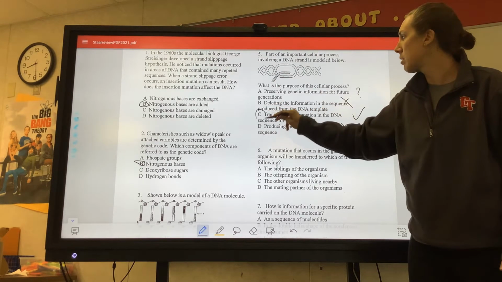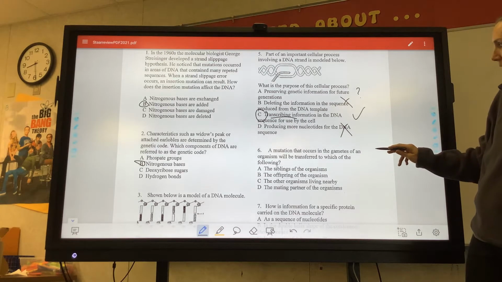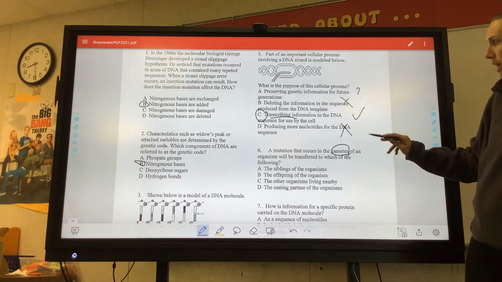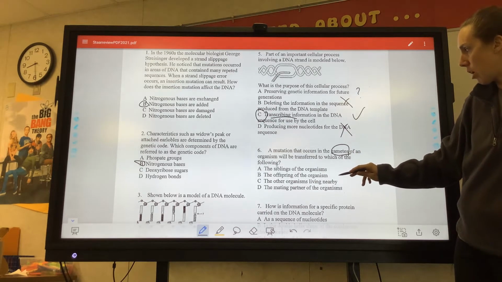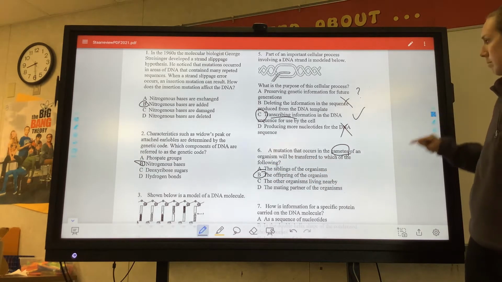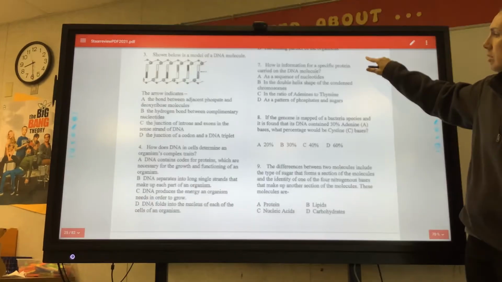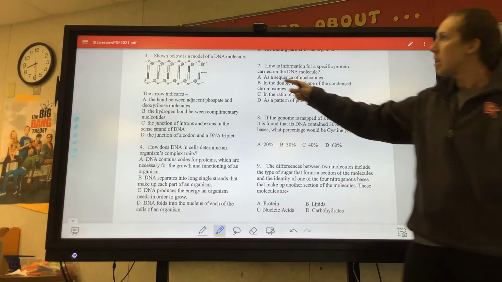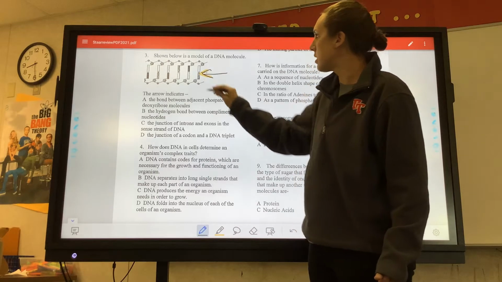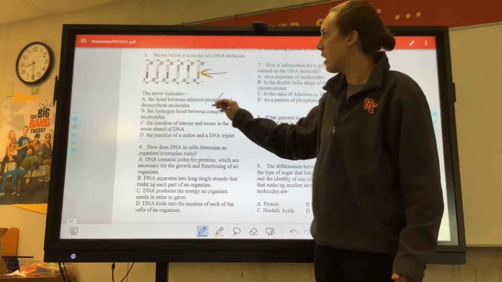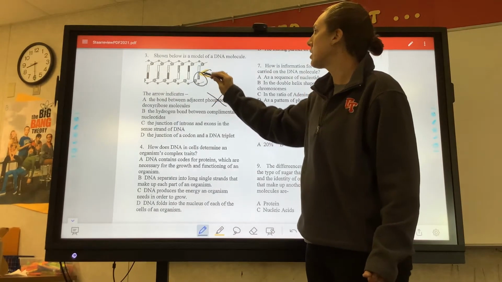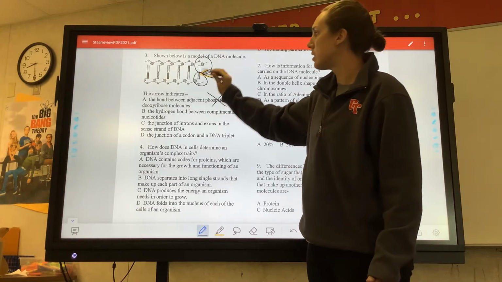They're transcribing, okay? A mutation that occurs in the gametes, the sex cells of the organism, will be transferred to which of the following? If it's in the gametes, it's into your offspring. The offspring of the organism. Okay, this is shown below. So they're pointing to a bond between the bases. Bond between adjacent phosphate and deoxyribose, no. The hydrogen bond between two complementary nucleotides, yes, because technically that's a nucleotide and that's a nucleotide, and they're complementary, A and T.